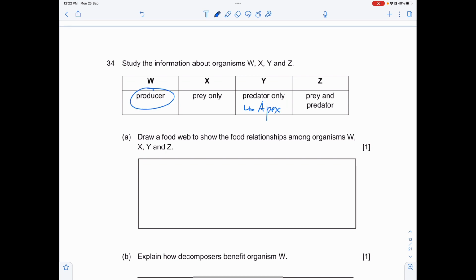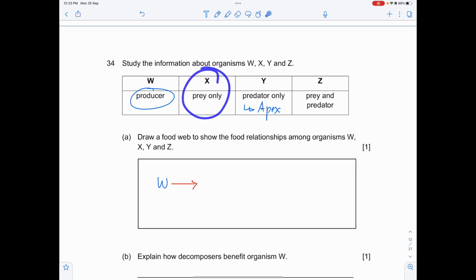Now, because the producer is the one that everything originates from, this organism will actually be the one that starts the food chain. So we will start here. This is actually W. And then from W, we draw an arrow. This shows us the direction of the flow of energy. Alright? So W then goes to, so they tell you this one is prey only.